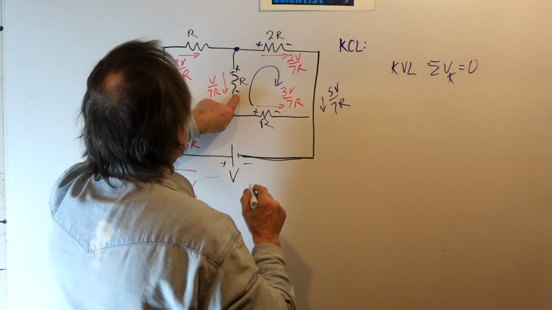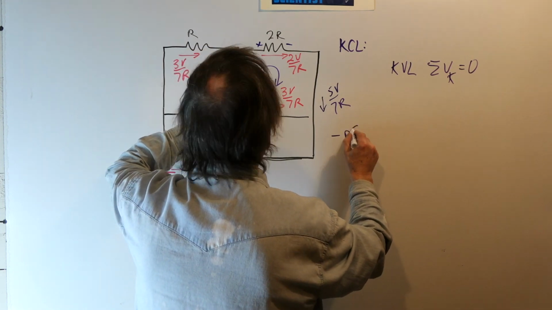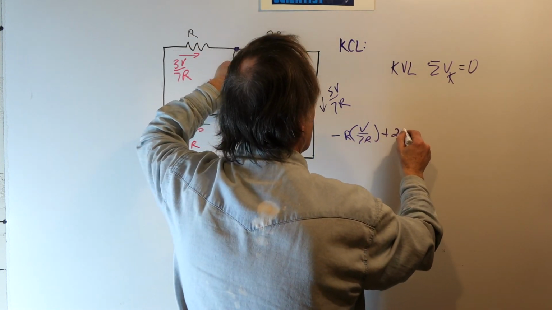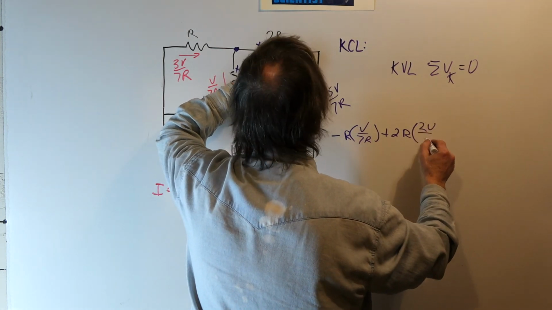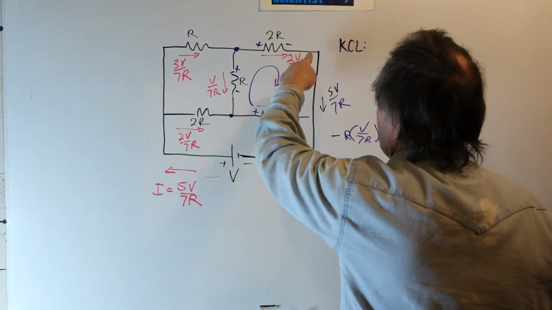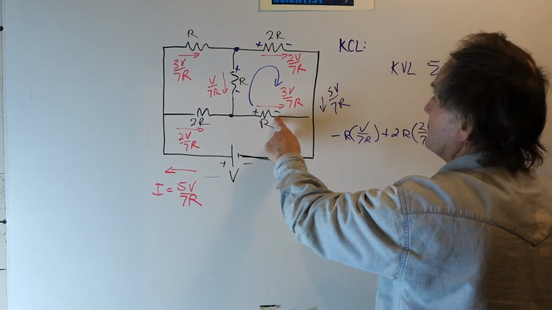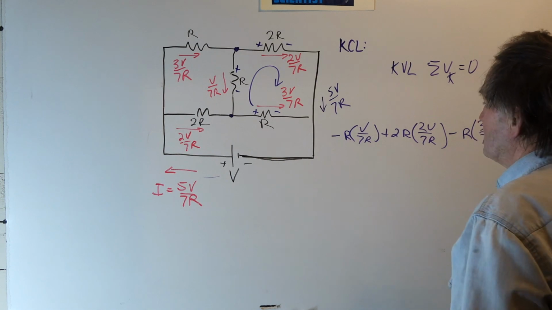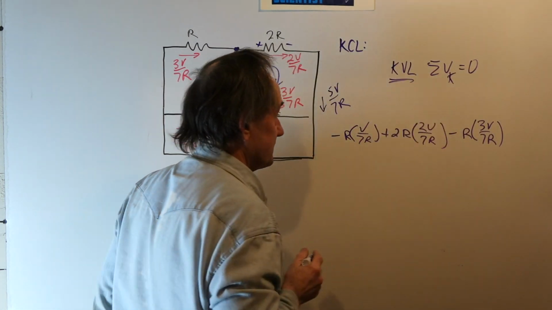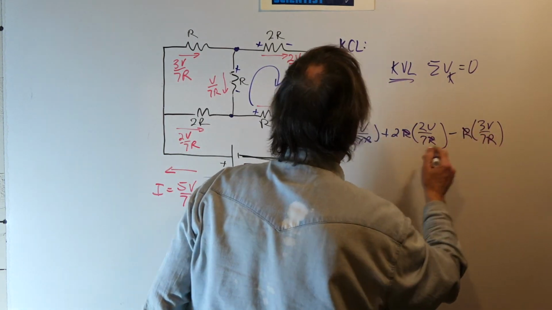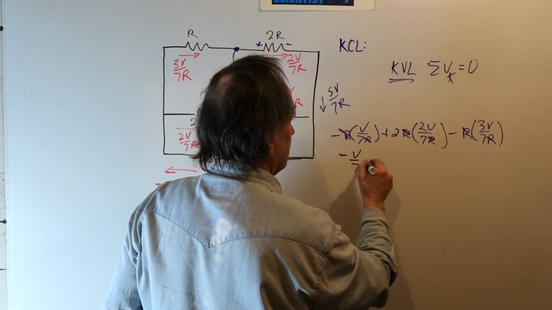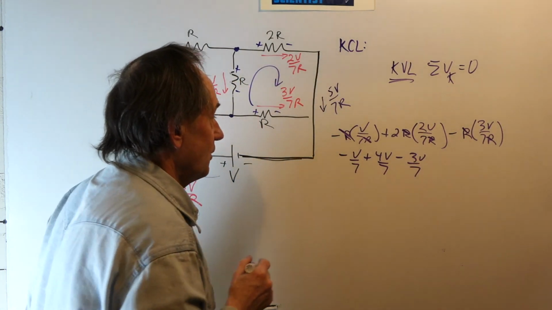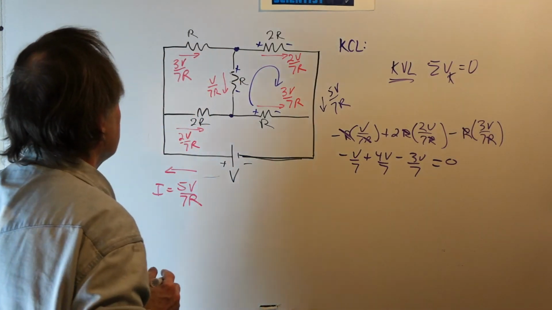Starting here, our voltage is minus R times V over 7R, plus, we're going in the plus terminal, 2R times the current, 2V over 7R. And then we're going into the minus terminal here, so it's minus R times 3V over 7R. Well, this better sum to 0 for Kirchhoff's Voltage Law. The R's cancel, so we end up with minus V over 7 plus 4V over 7 minus 3V over 7. So we can see that that is 0. That checks.